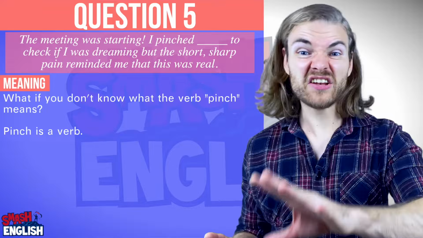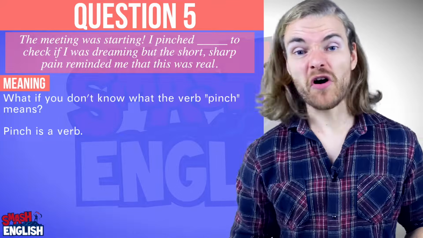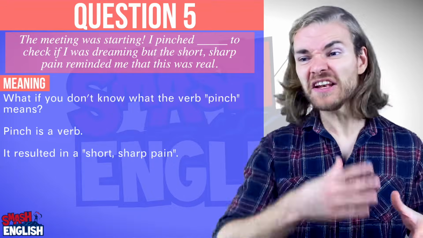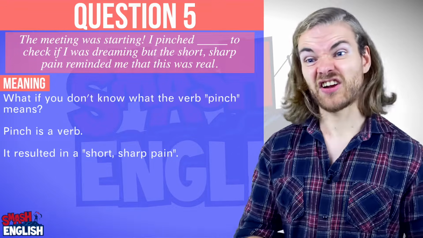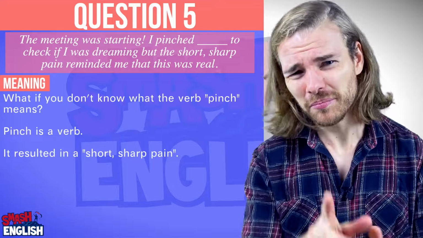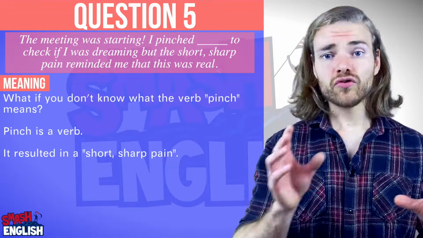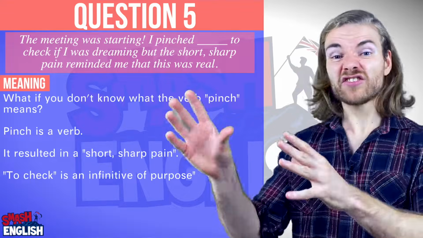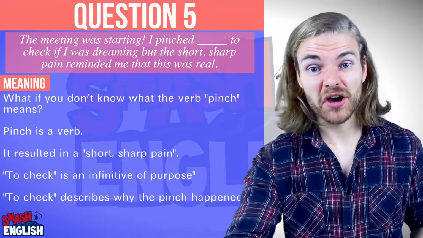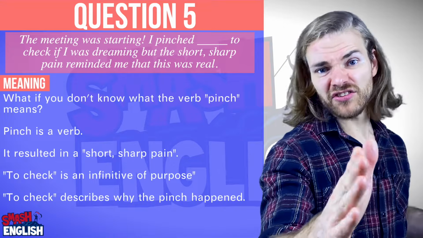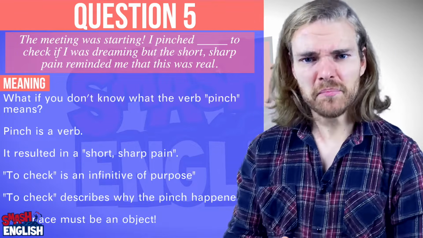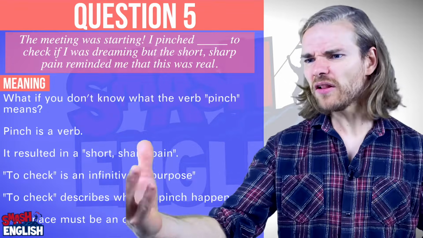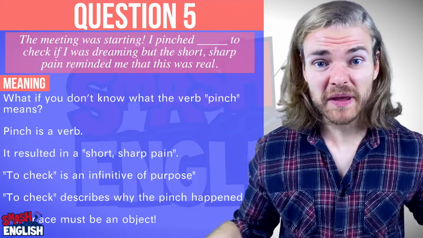We know that pinch is a verb, and we know that doing this verb resulted in a short, sharp pain. So we know that the verb to pinch is a violent action. And violence is terrible. Please, don't be violent. To check is an infinitive of purpose. So, to check describes why the speaker pinched. This means that our space must be an object. I pinched, to check. Well, what or who did the speaker pinch?